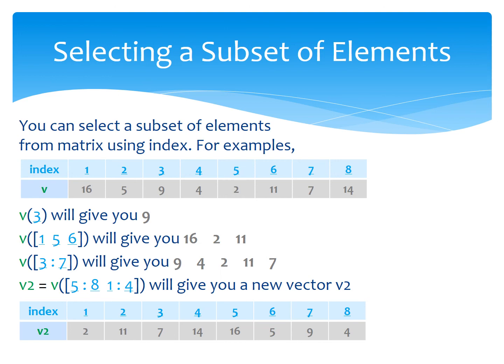We can also assign the retrieved content to a new matrix. For example, V([5:8 1:4]) will retrieve the content stored from index 5 to index 8 and then from index 1 to index 4, which will give you the new vector v2 as shown on the screen.